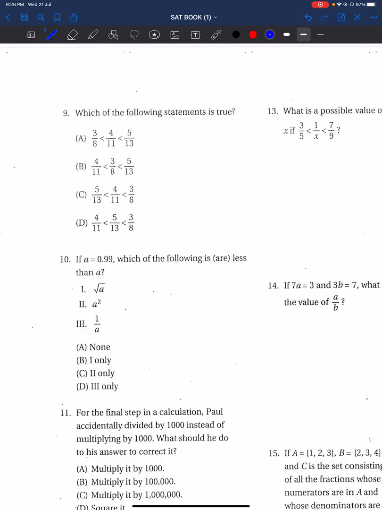So today I will be solving exercises. So let's start with number 9. Which of the following statements is true?